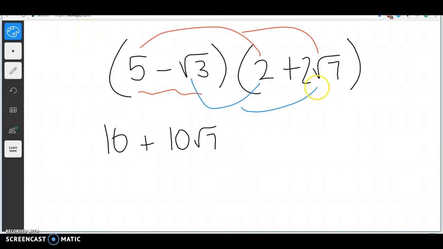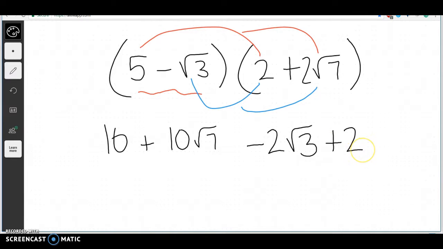Then we'll go through and multiply these. Well, this would give me negative 2 radical 3, because I have that negative radical 3. And then radical 3 could multiply on the inside, and I get, whoops, negative 2 radical 21.